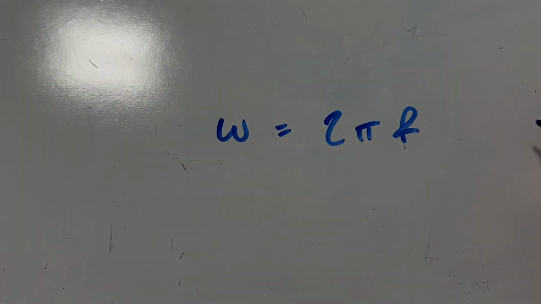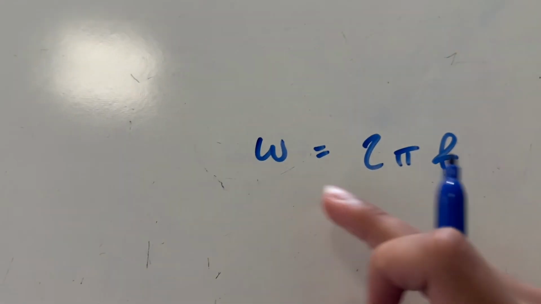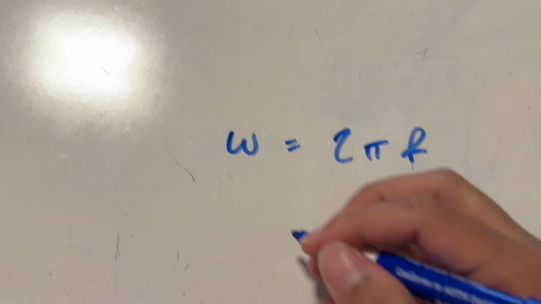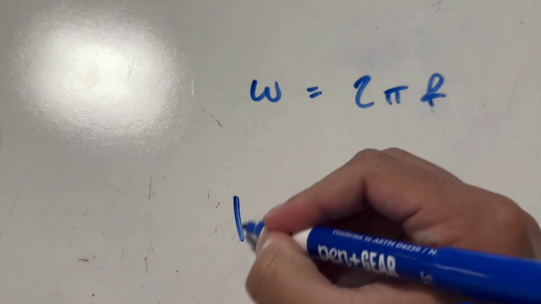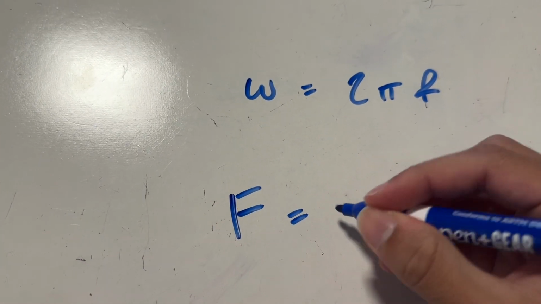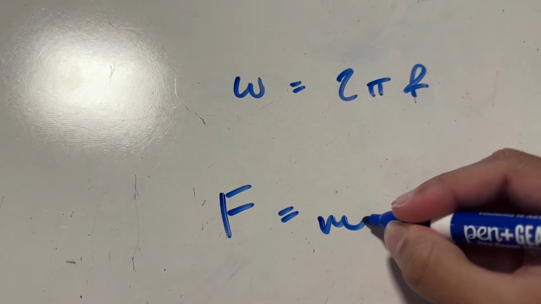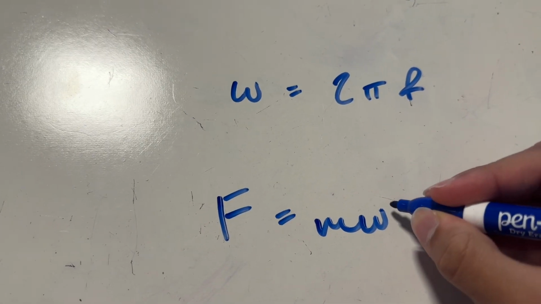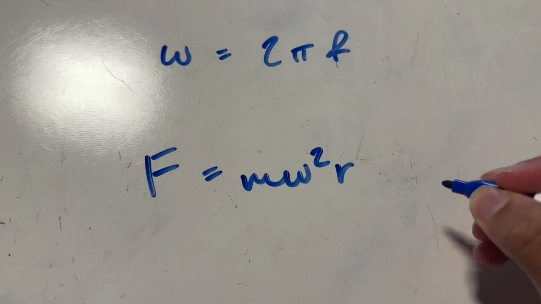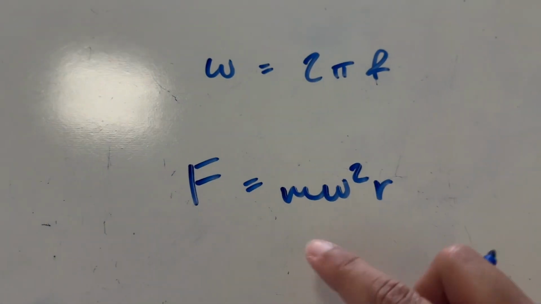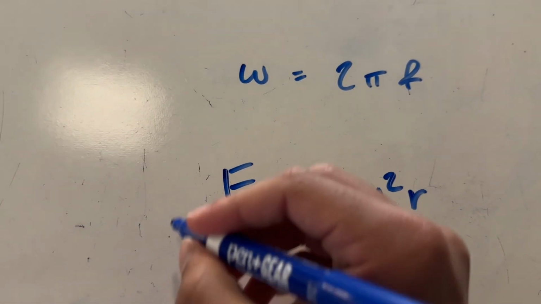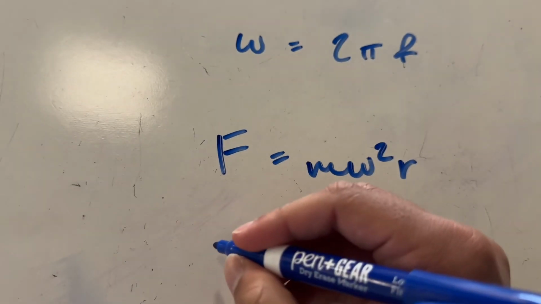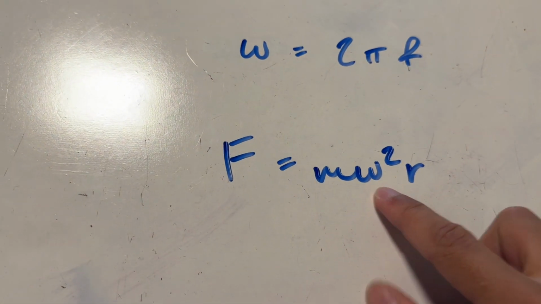So from the following equation, if frequency is doubled, so will angular velocity. So from the following equation, we have the force, and by doubling this, we're actually quadrupling the force, since angular velocity is squared.